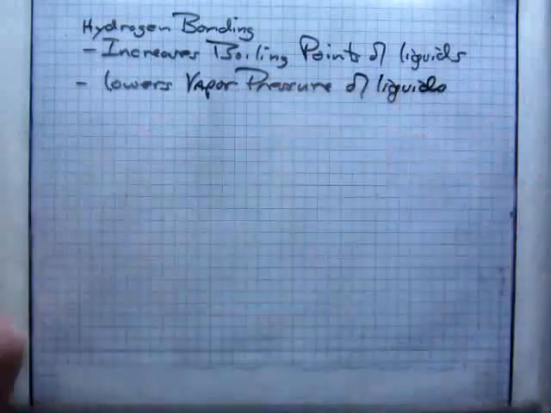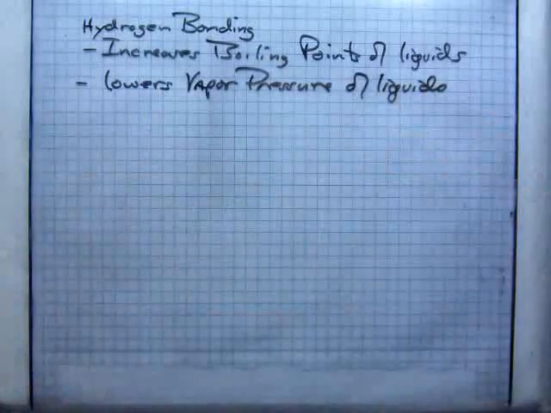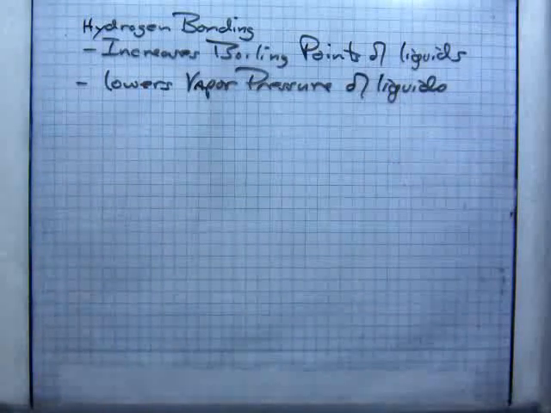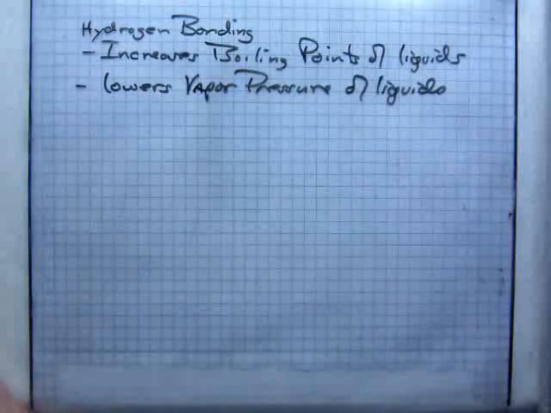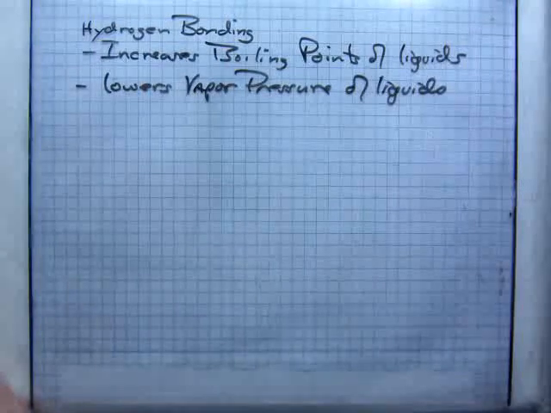These are the two implications of dipole and hydrogen bonding, or dipole interactions in general. The boiling point is increased for the liquid substance, as well as the vapor pressure is significantly decreased.